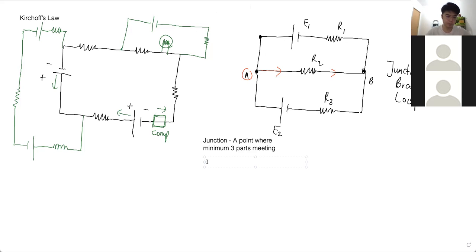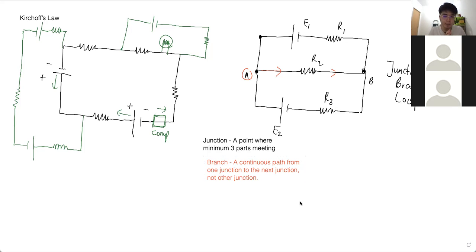Okay, now, a branch, how do we define it? It is a continuous path from one junction to the next junction, not other junction. Now, what are the few things that we need to know about branch?